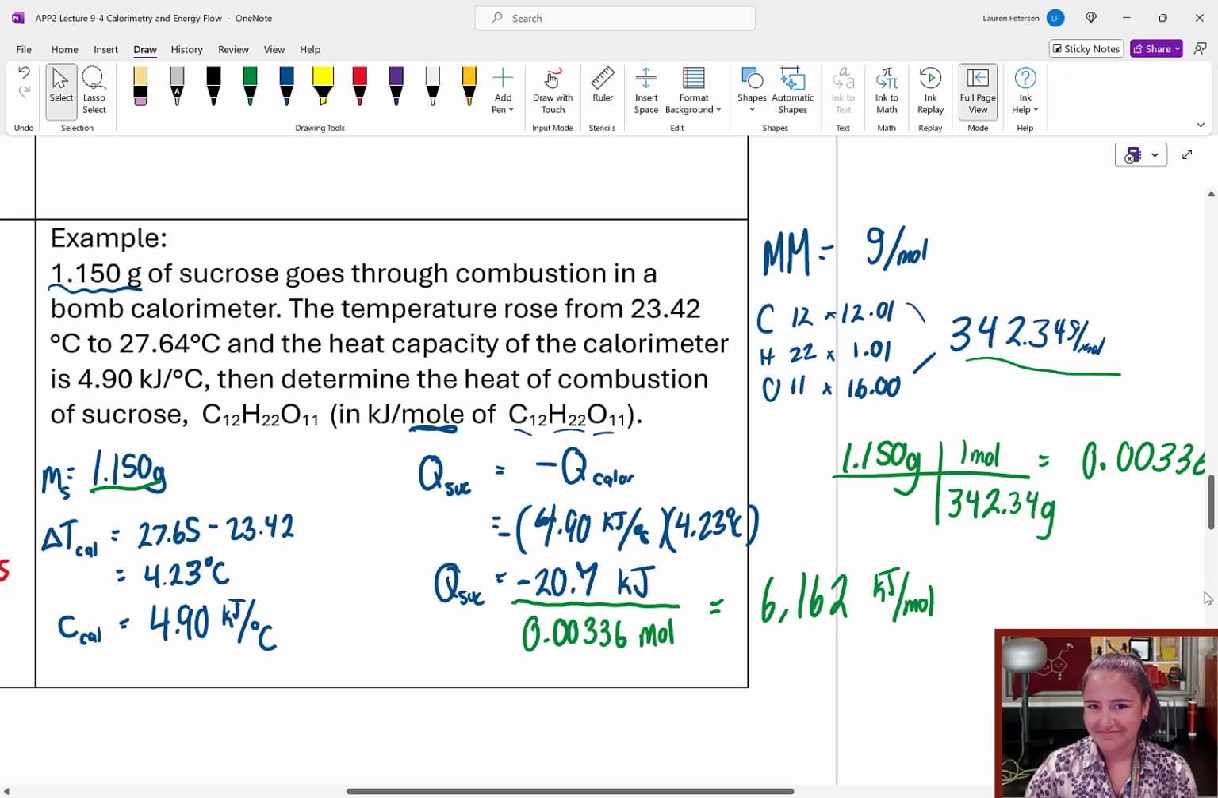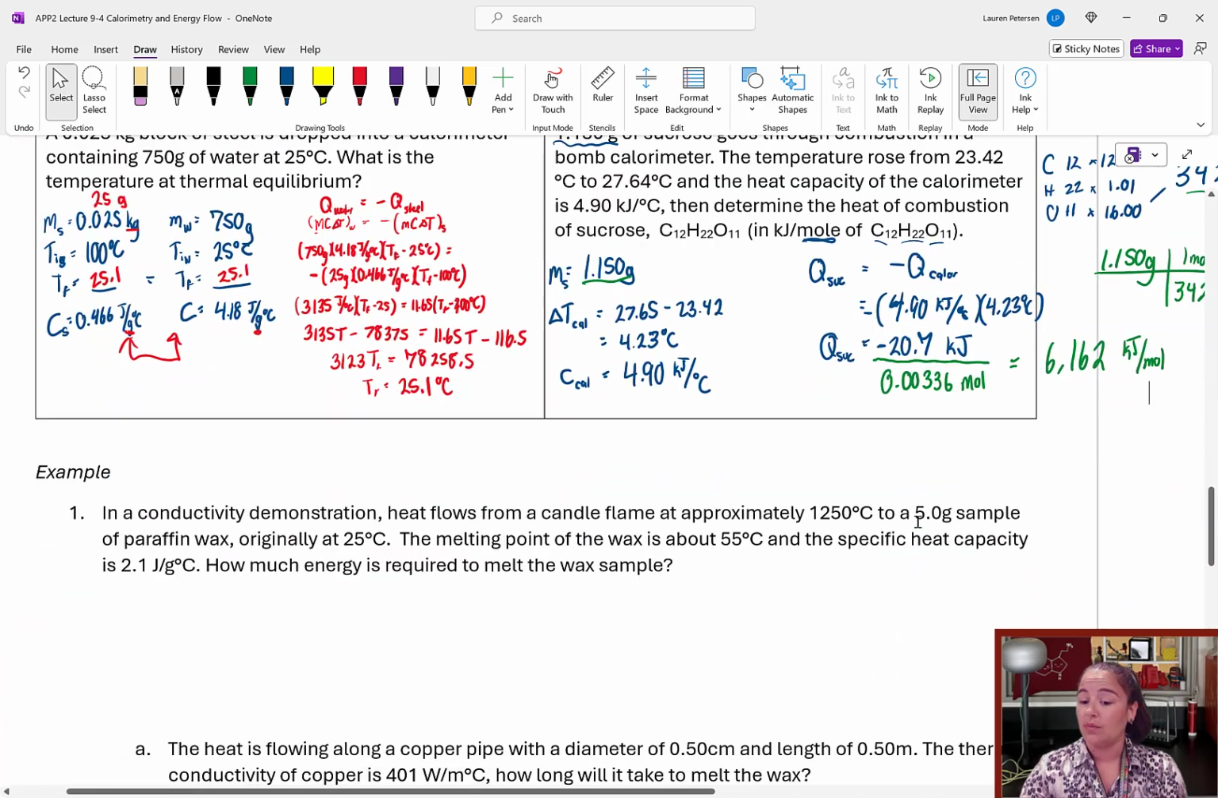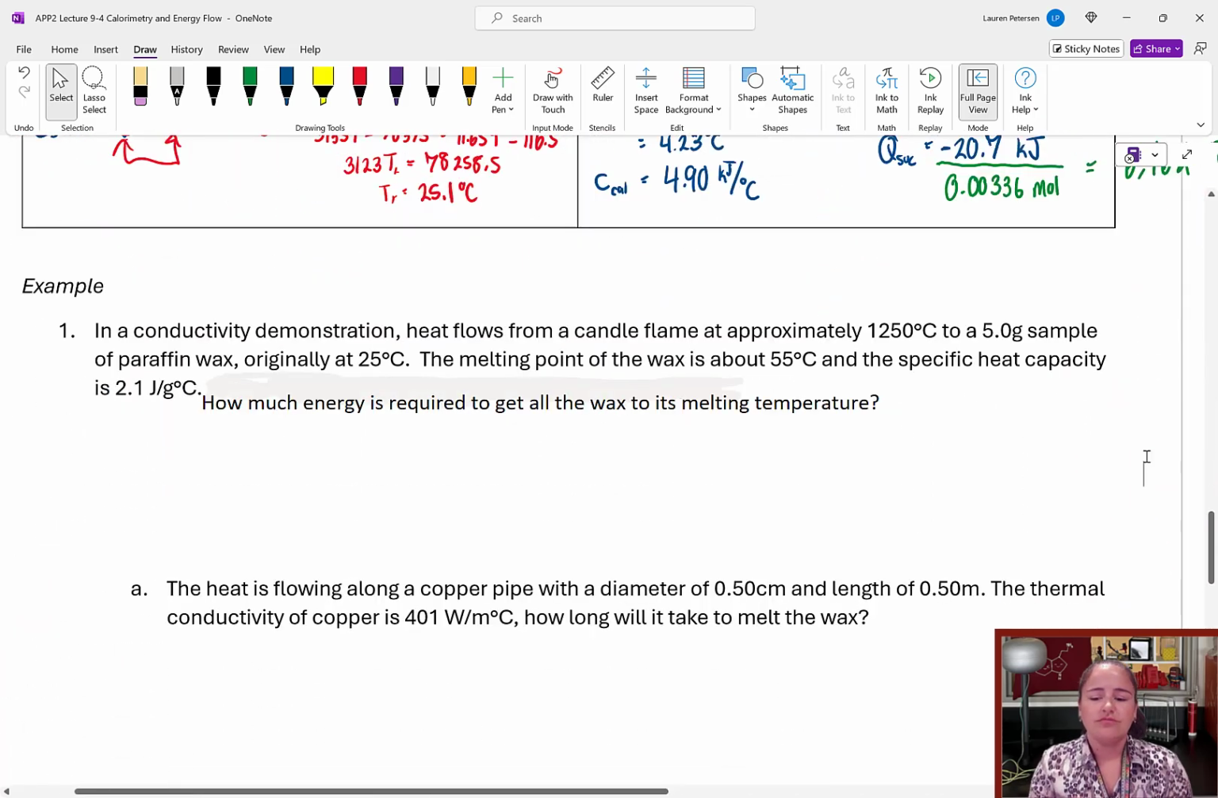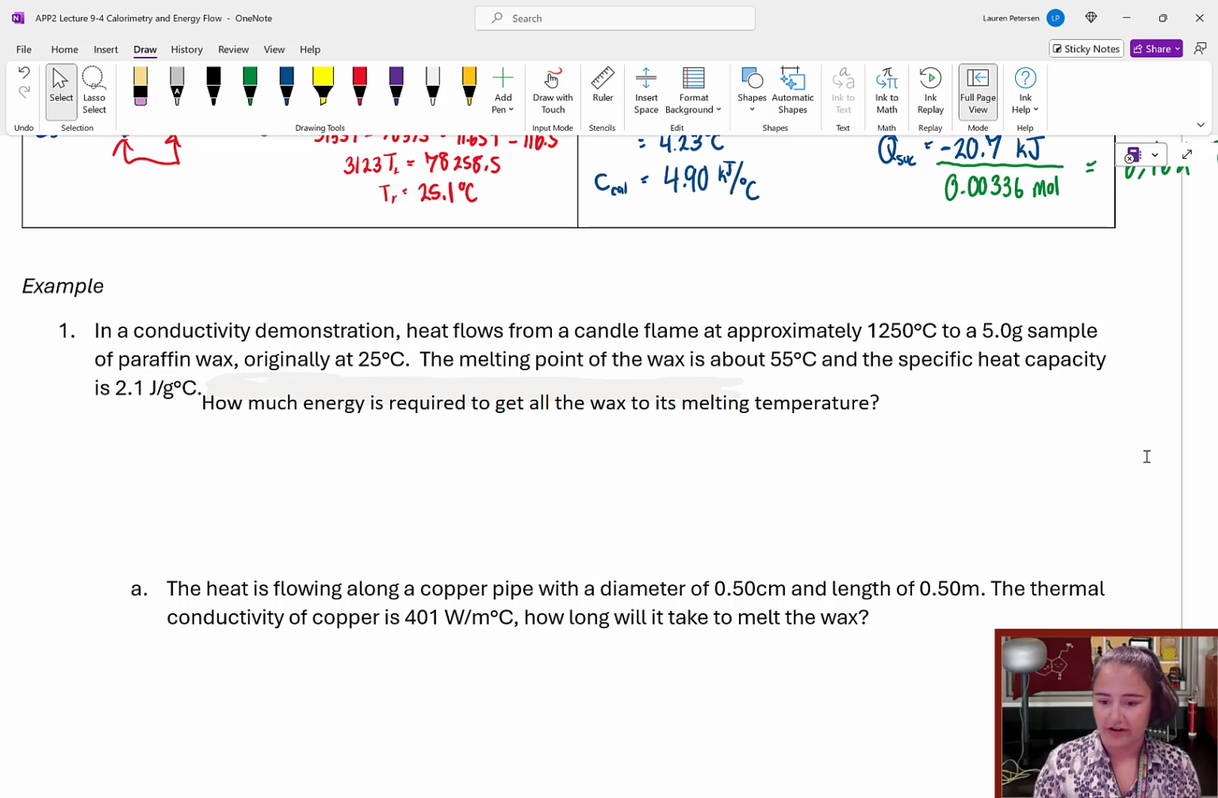Okay, cool. Now that we know how to do this, we have one more example. In a conductivity demonstration, how much heat flows from a candle flame at approximately 1250 degrees Celsius to a 5-gram sample of paraffin wax, originally at 25 degrees Celsius? The melting point of the wax is about 55 degrees Celsius, and the specific heat is 2.1 joules per gram degree Celsius. How much energy is required to get all of the wax to its melting temperature?